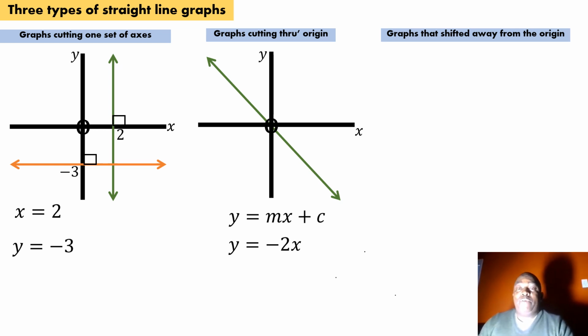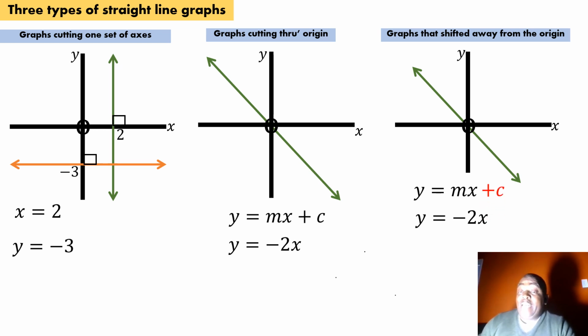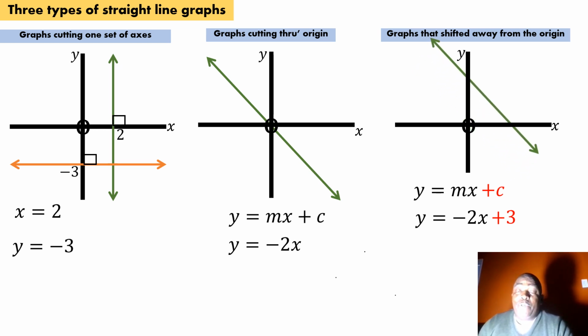The last type of graphs that I want to talk about are graphs that have shifted away from the origin. Those graphs, you will immediately see even in the equation, have a value for c that is not 0, which is the part of the equation that shows us how the graph has shifted. For instance, the graph of y is equal to -2x plus 3 means that the graph of y is equal to -2x has shifted 3 units up. It's no longer going through the origin, and we'd even see the y-intercept, which is the value for c, cutting the y-axis at 3. So those are the three types of graphs that I want to talk about.